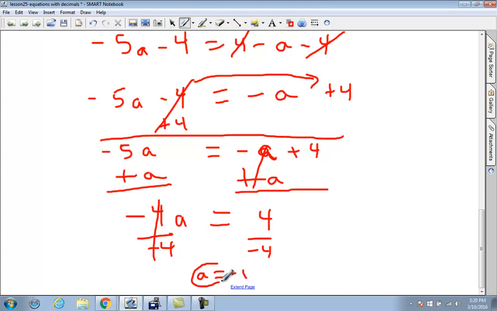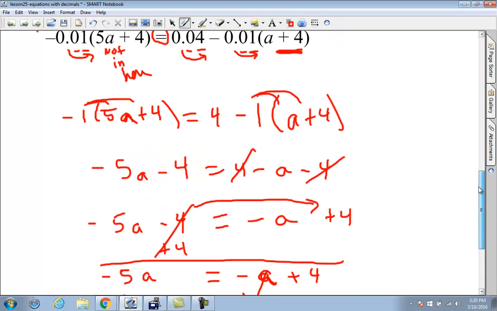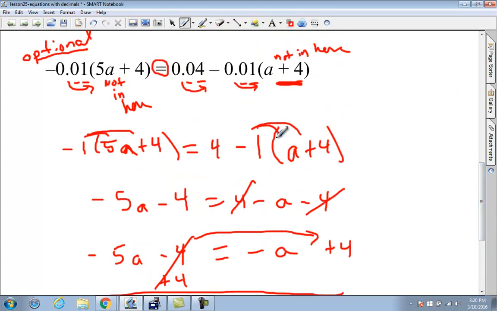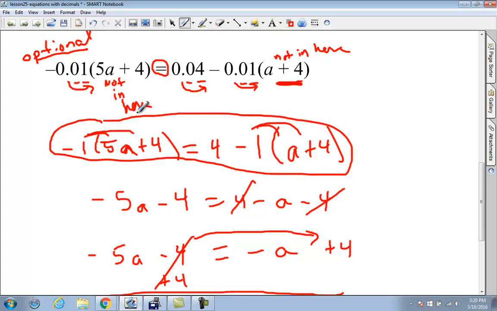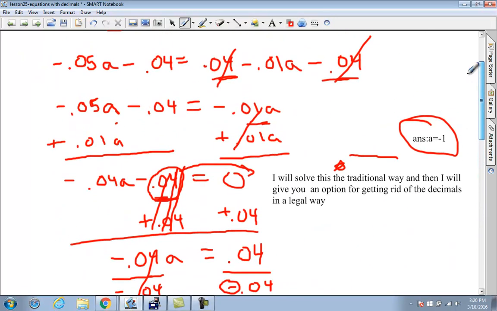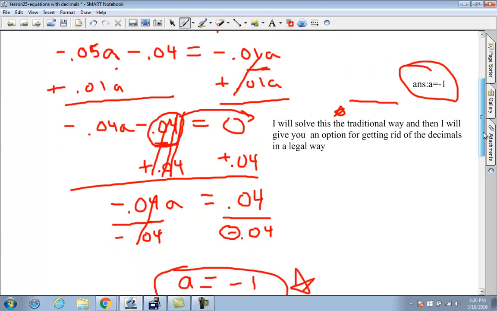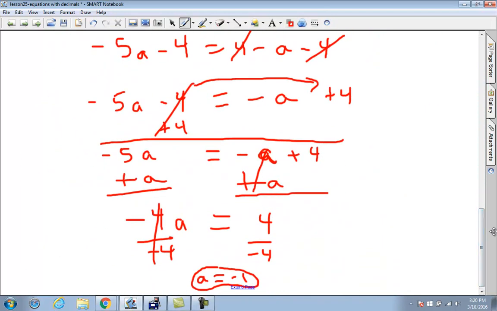So what I'm getting at is no matter what, I'm still going to arrive at the right answer, whether I take this path of getting rid of the decimals in a legal way. So note to self, clear decimals. So whether I take this path of clearing decimals or whether I deal with the decimals as I did earlier, I'm still going to arrive at -1. Okay, now let's go to the next slide.